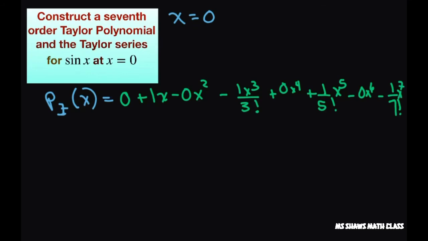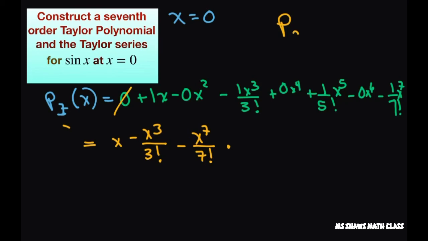All right, let's simplify that. It's too long. So this is going to really equal x, that goes away, minus x cubed divided by 3 factorial minus x to the seventh divided by 7 factorial. And that's it for that. This happens to be a 7th degree, but let's see if we want to find p sub 8, and so we just want to keep going.